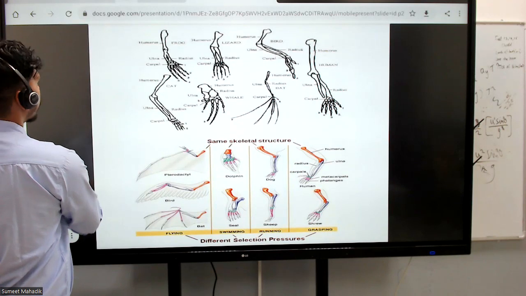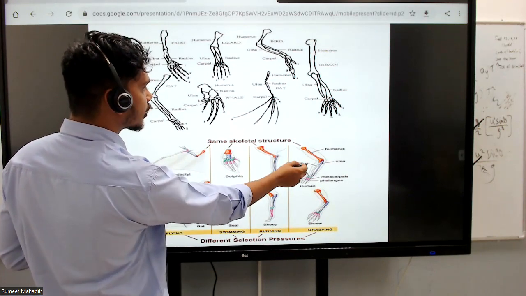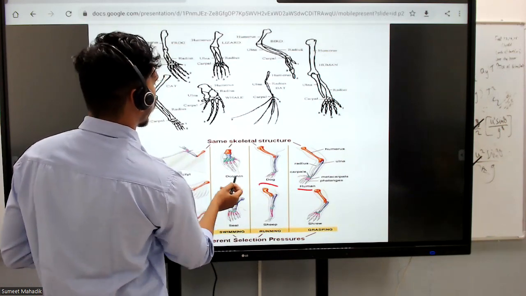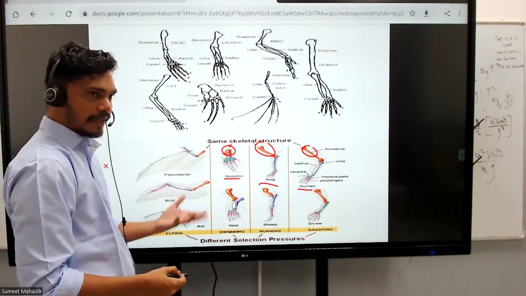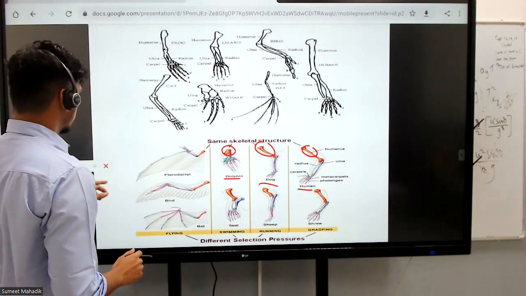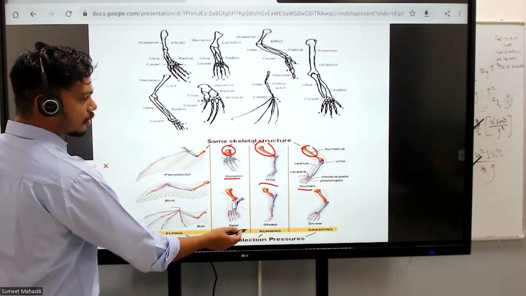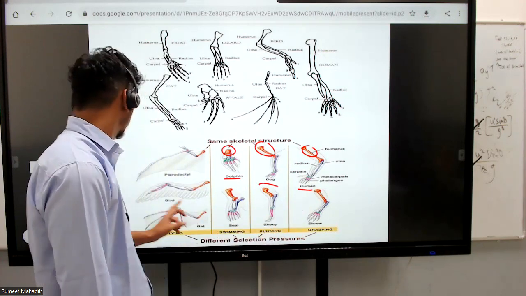Now, let's talk about this one. Can you see the same skeletal structure is mostly found in human, dog, and dolphin? Can you see that? Not exactly the same, but the same. So this is a homologous structure. This is what? Homologous structure. Different selection pressure, like for walking is different, for handling is different, right?